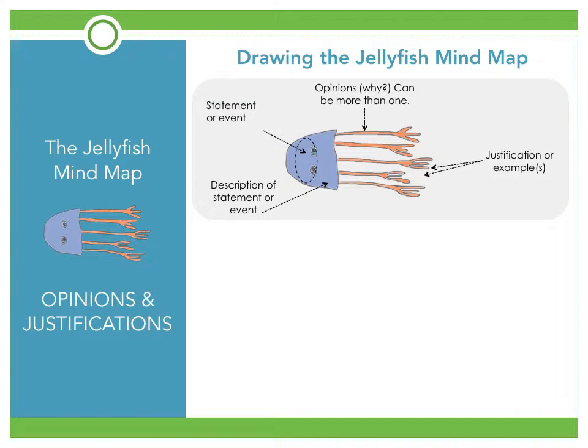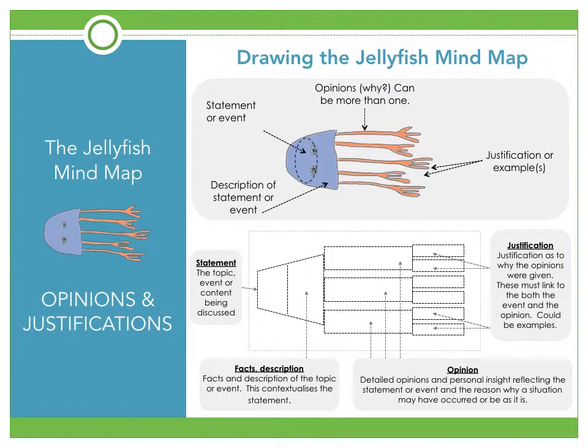Since it's called the jellyfish, we're going to use the jellyfish's structure to help guide our learners. Right on the left-hand side of the mind map, you will see a circle, and that is where the statement or the event will be placed at the top of the head of the jellyfish, and just below that will be a description. So information about the statement or the event. The different arms of the jellyfish will all represent personal opinions of the learner, and the tentacles that come off each arm is where the learner is going to justify the example with facts.